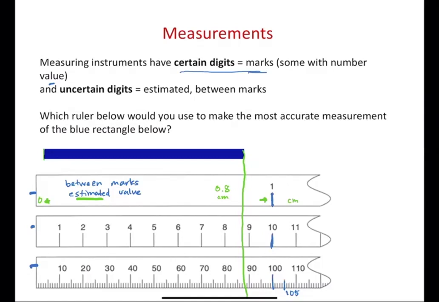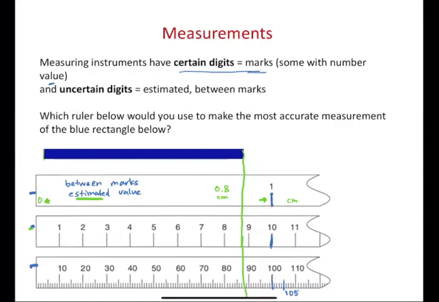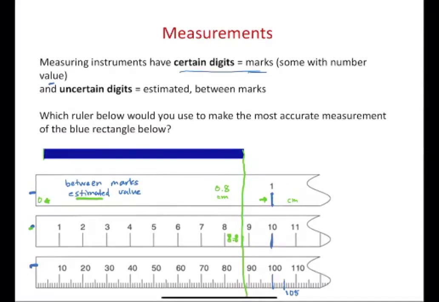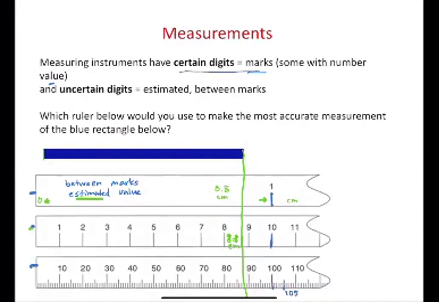Even on this second ruler, this green line falls between 8 and 9. The line is closer to the 9, so maybe you could say this is 8.8. Still not much better there. But on this ruler, we've got a bunch of marks, and these smaller marks do represent more measurement potential. However, they are marks that we need to really look at first.